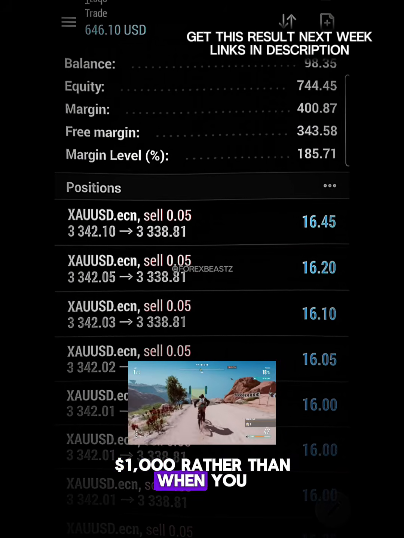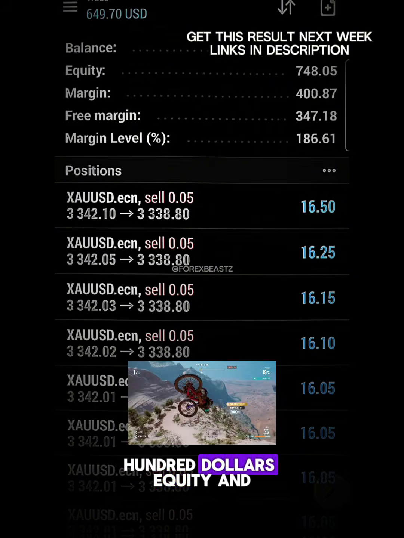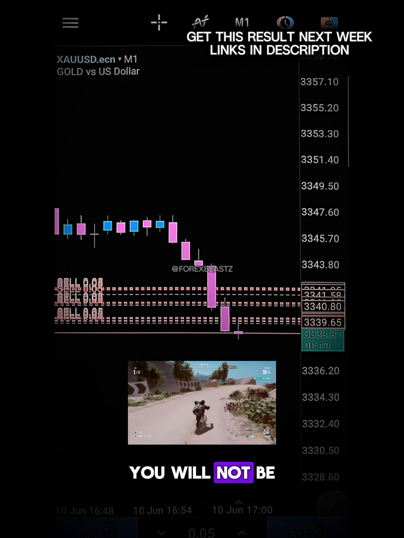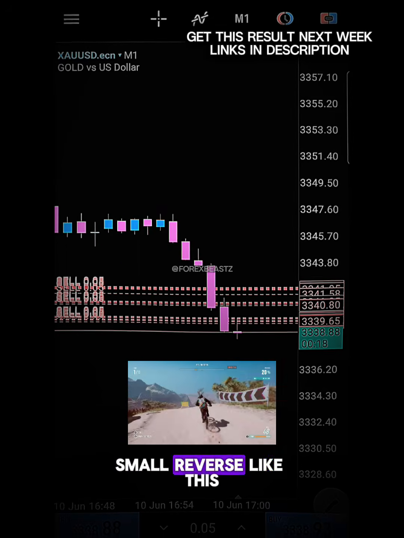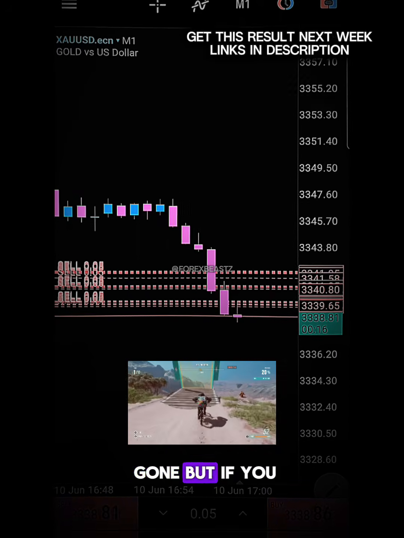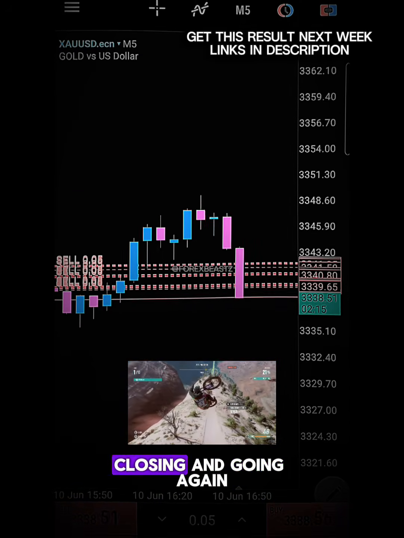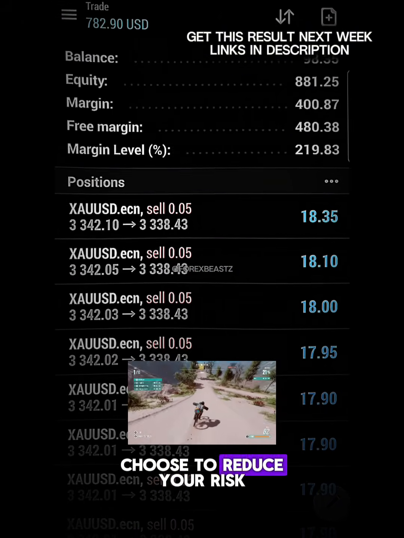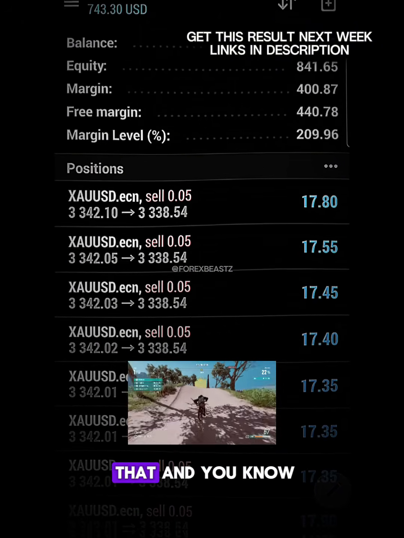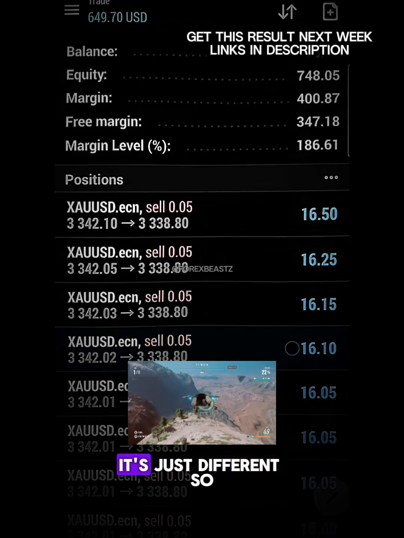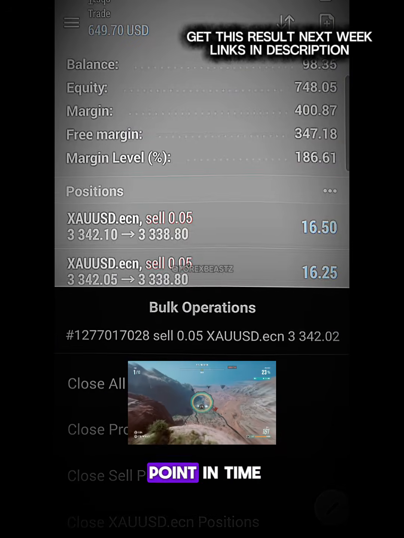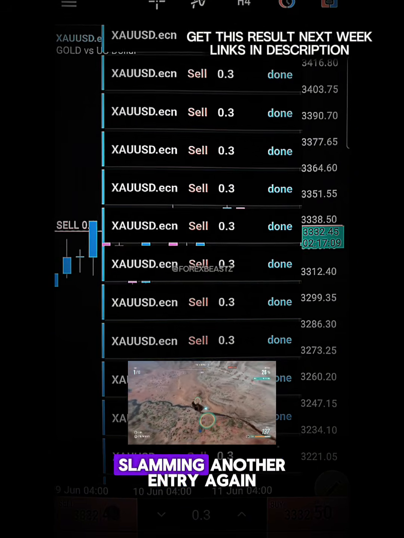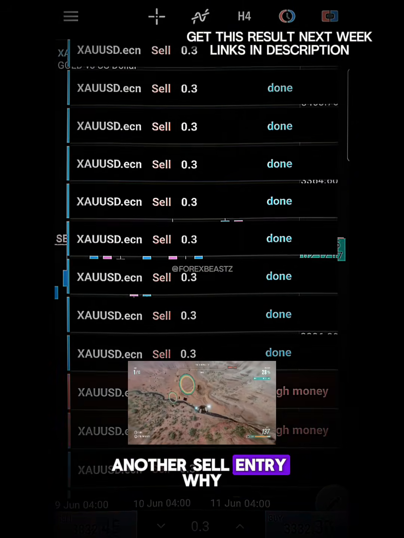Rather than when you are at $100 equity and your profit is at $500, you will now be adding more positions. A small reversal like this, all your money is gone. But if you are closing and going again, it is another thing entirely, because now you can choose to reduce your risk and the likes of that, and it's just different. So I closed at this point in time, and then I went again, and I was even slamming another sell entry.